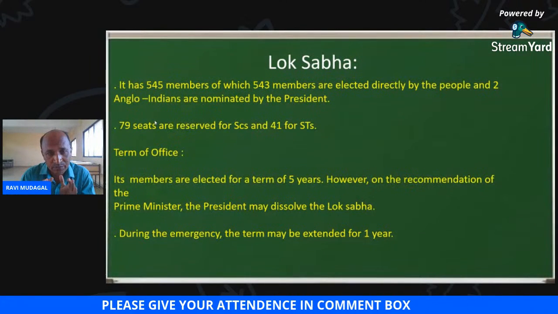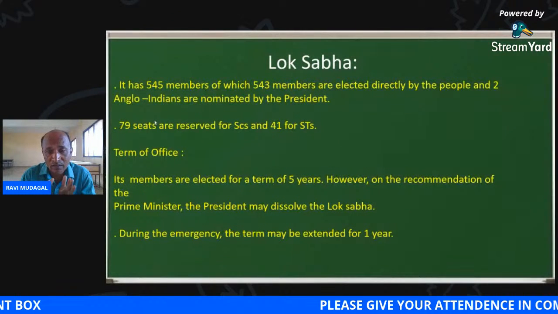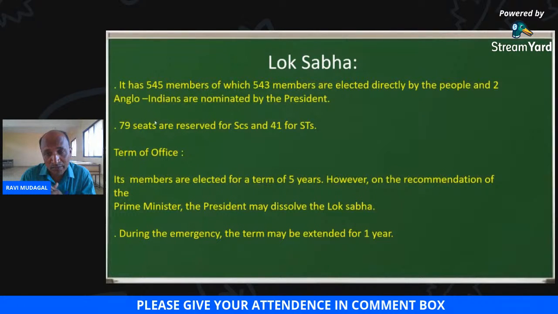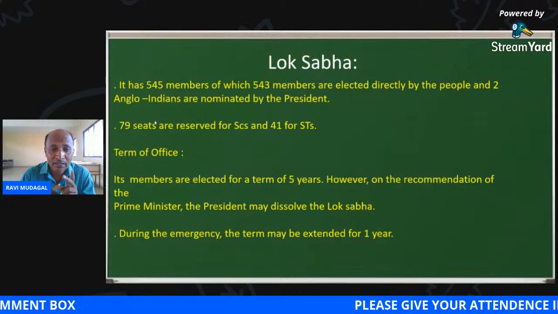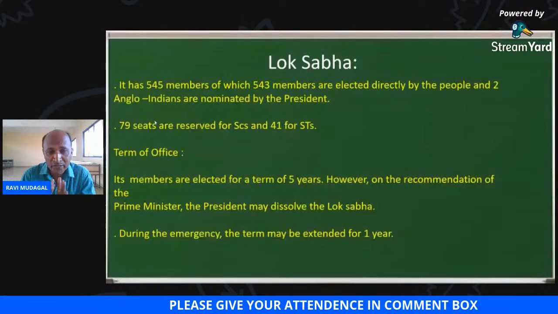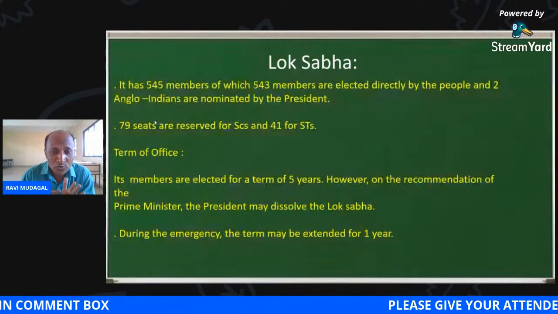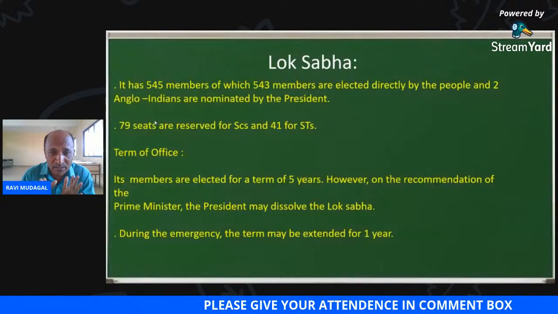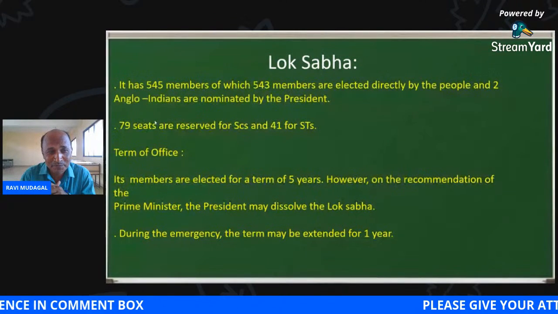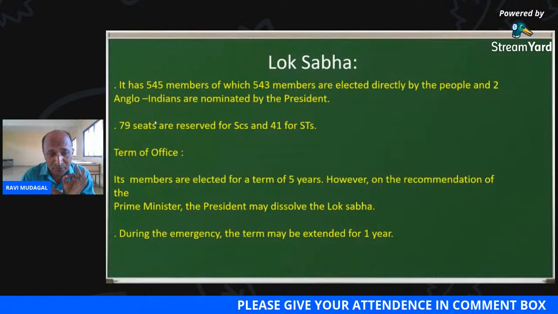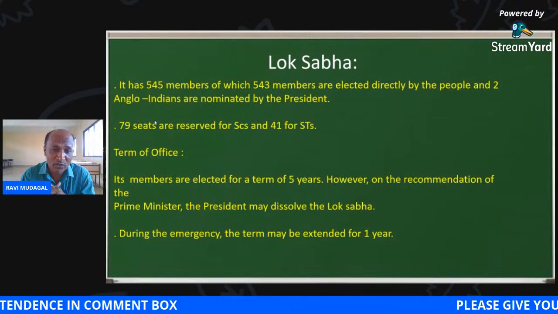See, dear children, in our country, 543 members of parliament are elected directly by the people, not by anybody. And 2 Anglo-Indians are nominated by the president. Elections are held for 543 members, but not 545. Understand? General elections to Lok Sabha for 543 seats are held, but not 545. Keep this point in your mind. The Lok Sabha has 545 members, of which 543 members are elected directly by the people, and 2 Anglo-Indians are nominated by the president.